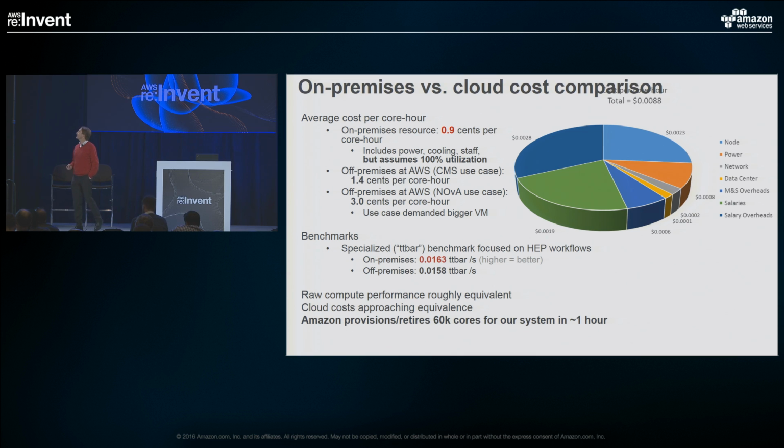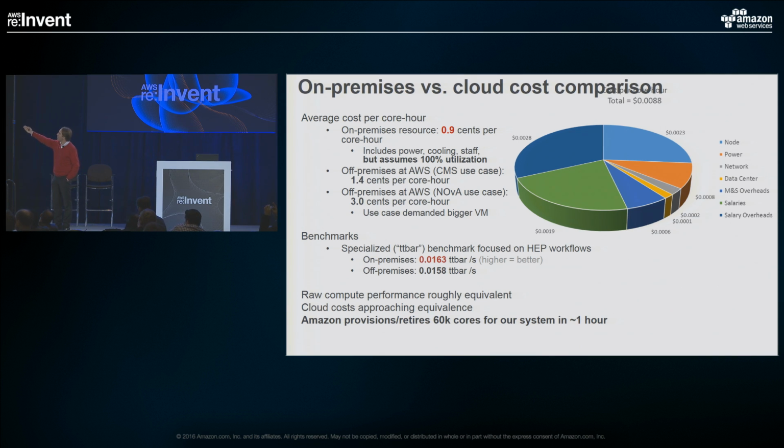Now, costs. So we did a cost comparison between on-premises and the cloud. And you see the pie chart is our breakdown of costs. And this includes, of course, the cost of the node with some amortization, power, network, the salaries, which is a big part. And when you sum it up, we get to about 1 cent or slightly less per core hour. However, this assumes 100% utilization, which is never the case, because when you have I/O, you don't use the resource 100%. You have maybe 90%, 85% utilization, which is what Nathan was talking about before.